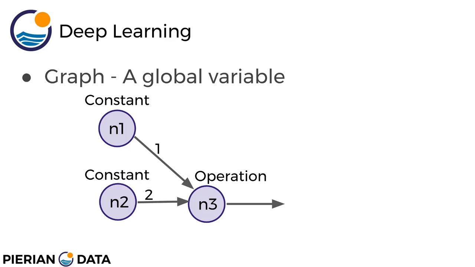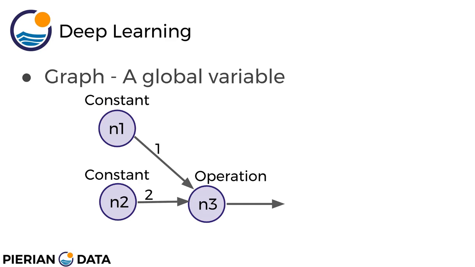We'll reiterate this when we learn about the TensorFlow basics in the next section. But you can imagine a graph as a list of nodes. In this case we have a really simple graph with two constants, or two nodes, n1 and n2, where each is a constant, 1 and 2 respectively, and then those are feeding into some sort of operation node, n3.